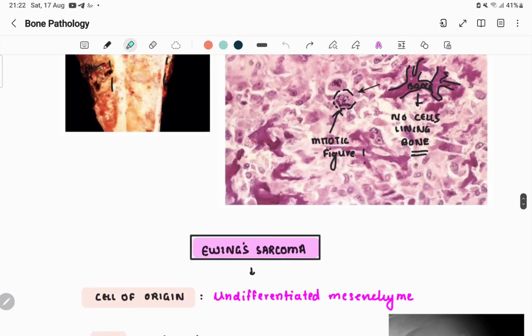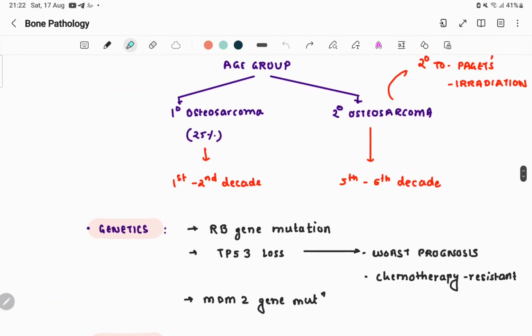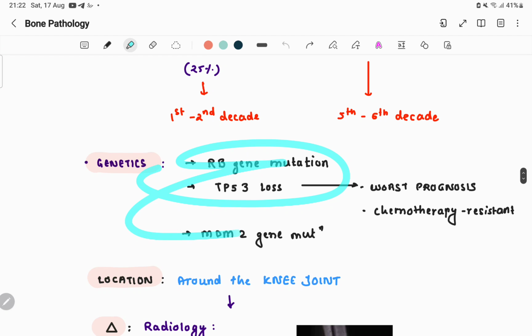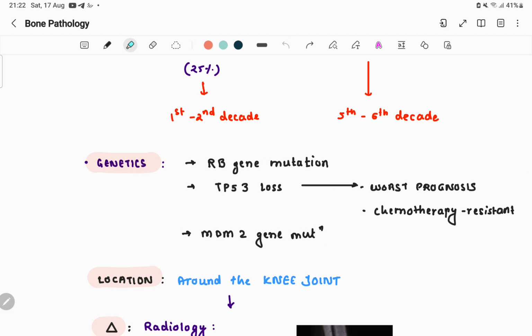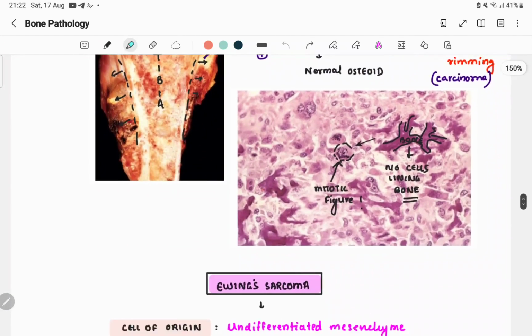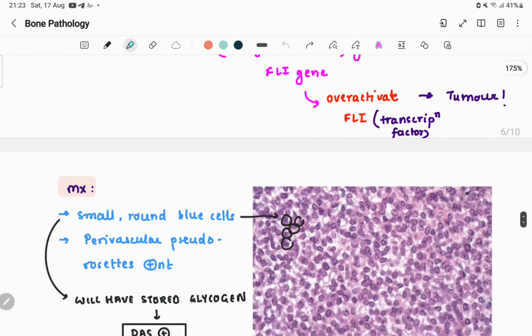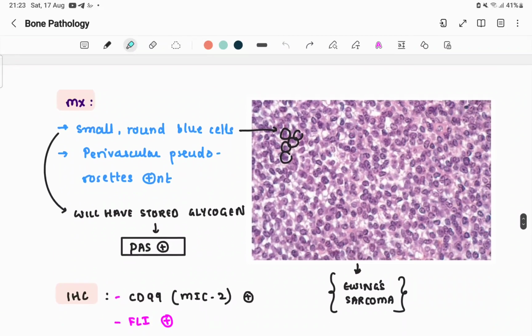What is the pathogenesis in osteosarcoma? RB gene, p53 and MDM2 gene mutation. What is the pathogenesis in Ewing sarcoma? Pathogenesis is simple, t(11;22). Okay.